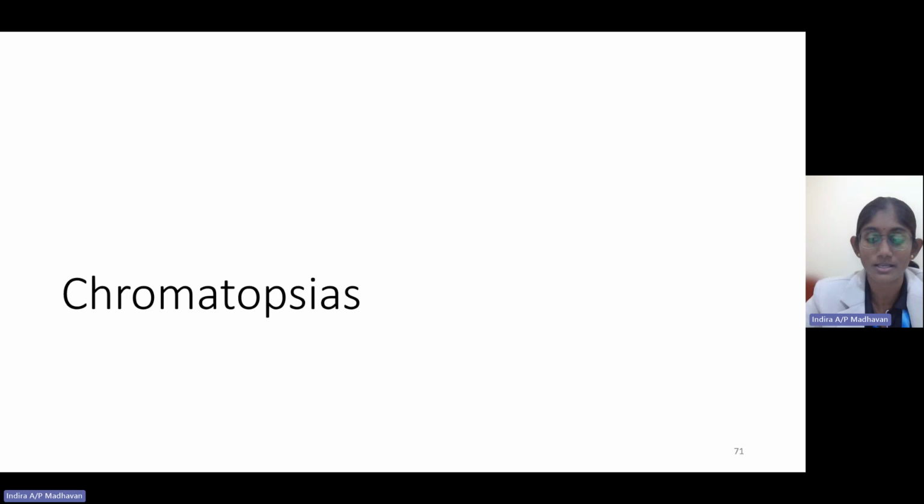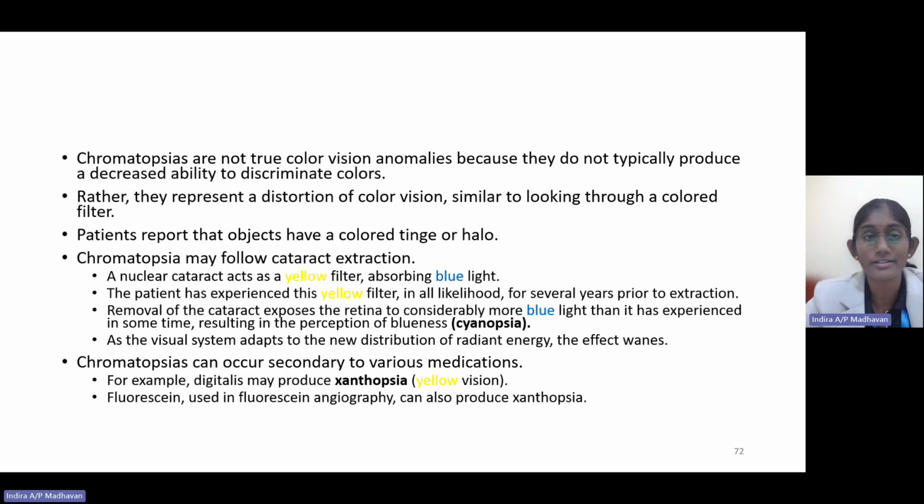So what is chromatopsias? Okay, it's not a true color vision deficiency because they do not typically produce a decreased ability to discriminate colors. Rather they represent a distortion of color vision similar to looking through a colored filter. So basically this chromatopsia is not a true color vision defect.